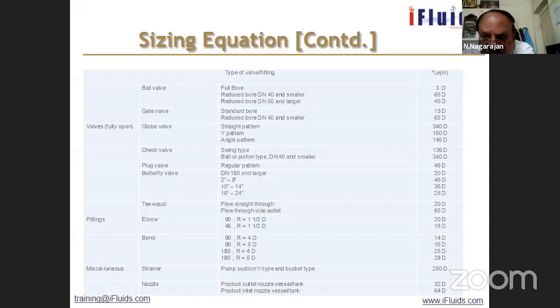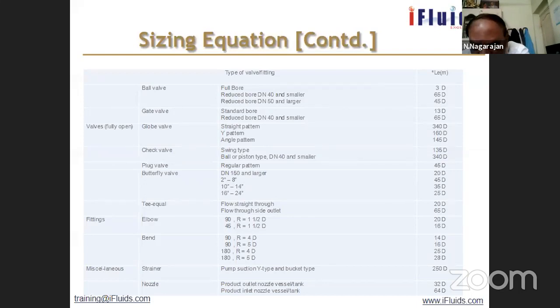Gate valve is 13D. Valves fully open, globe valve is 340 diameters. You can see how enormous that is. That means the pressure drop through this device, the globe valve, is very high because it is a very restricted flow path inside the valve. Check valve, swing type, different types. Fittings, elbow, you see, 90-degree elbow is 20D. 45-degree elbow is 16D. Similarly bends, long radius bend, short radius bends.